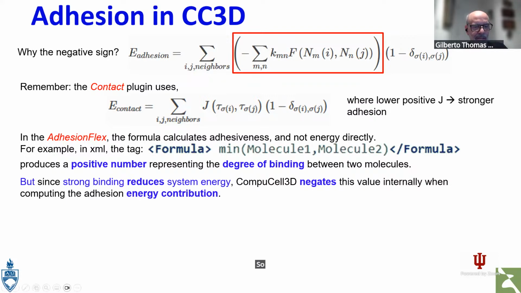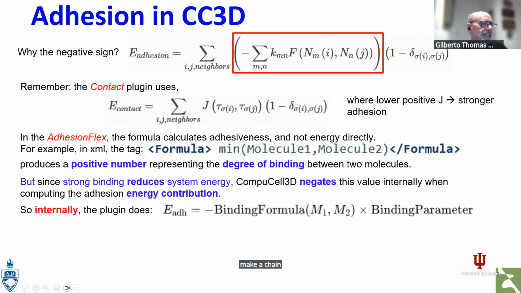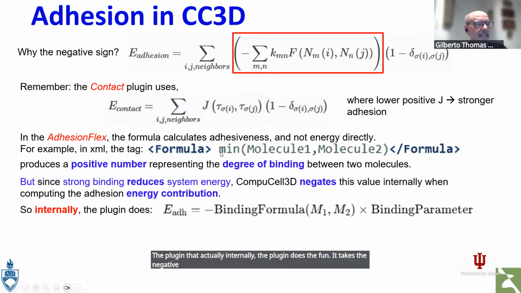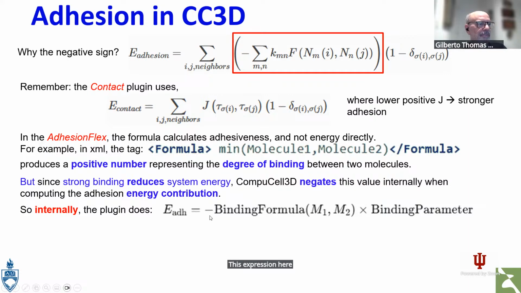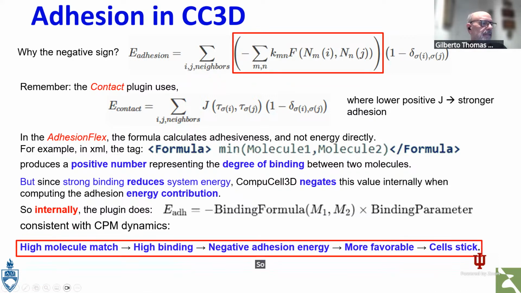So let's make a chain here to say the plugin actually, internally, does the following. It takes the negative of this expression here, and with this negative here and here, they compensate each other. So the final dynamics is high molecular match, high binding, negative adhesion energy. It's more favorable, and the cells stick. Okay, let's go.